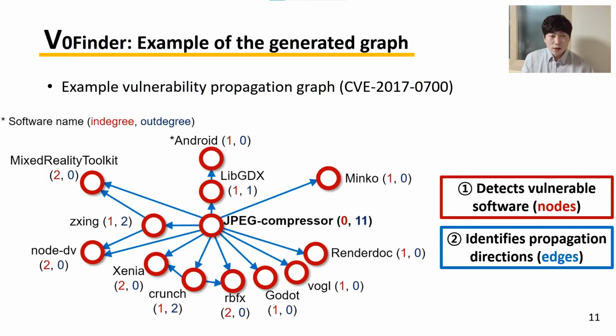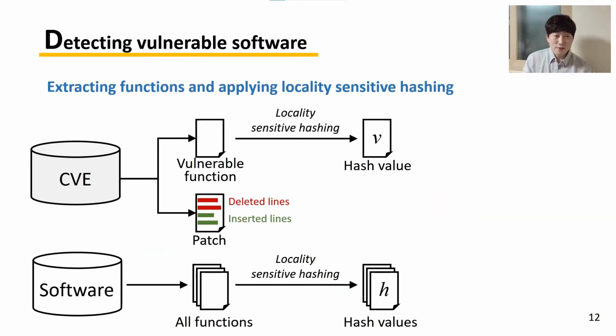To generate a graph, V0Finder first detects all vulnerable software that contains a specific vulnerability and then identifies the propagation direction between every vulnerable software pair. First, V0Finder detects vulnerable software programs containing a vulnerability. Considering syntax variation, we use the method of detecting similar vulnerable clones. Here, V0Finder uses the vulnerable function and patch information of a vulnerability. V0Finder first extracts all functions from a software program and then applies locality-sensitive hashing to all the extracted functions, which can measure the similarity score between 2 different hash values.